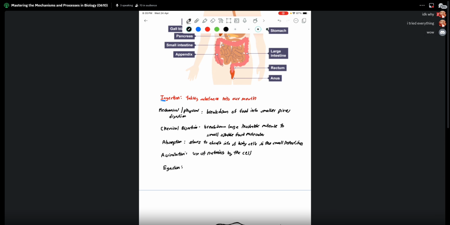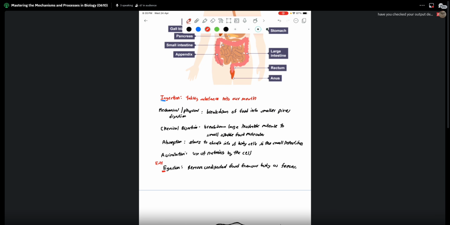And lastly, egestion. Egestion is to remove undigested food from our body as feces. So how do you remember egestion? Egestion means exit. So it exits our body.